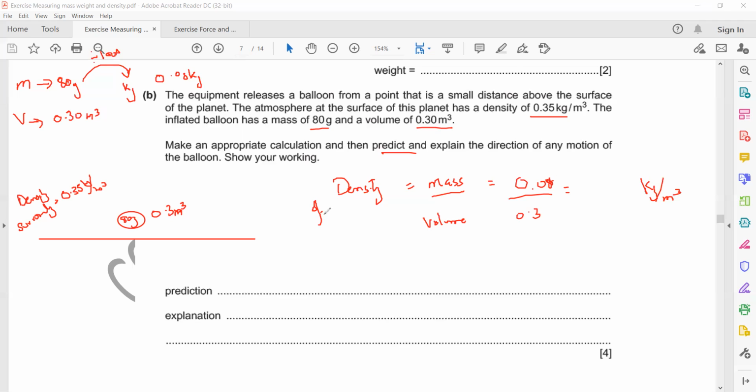0.08 divided by 0.3. What's the answer? 0.26. So that's equal to 0.26 kilogram per meter cube. So the density of the balloon is 0.26 and the density of the surrounding air is 0.35. So what will happen to this balloon? Will it float or sink, or will it move upward or downward?